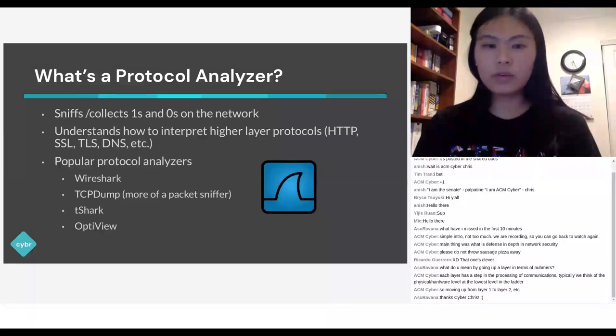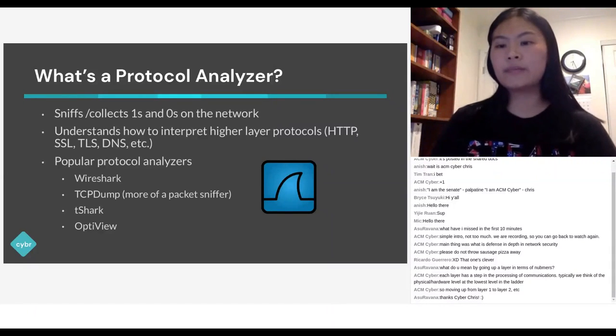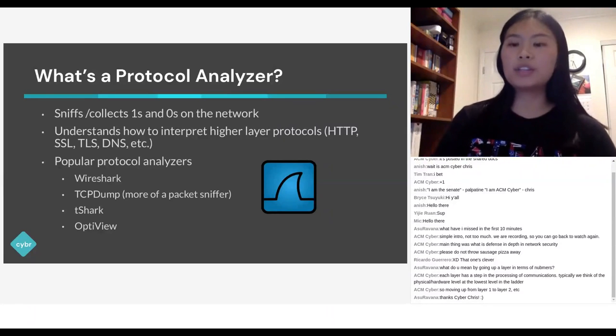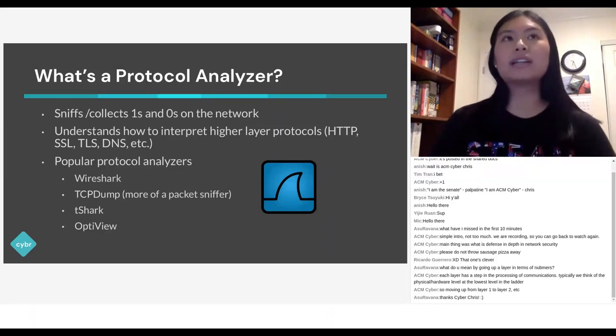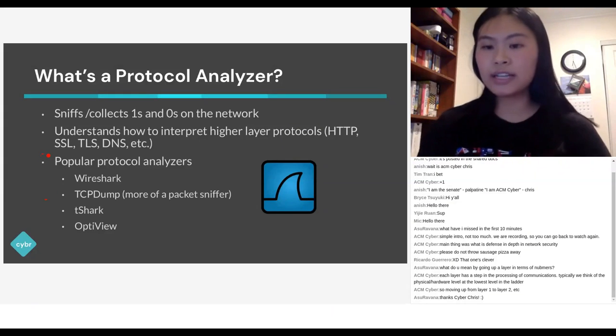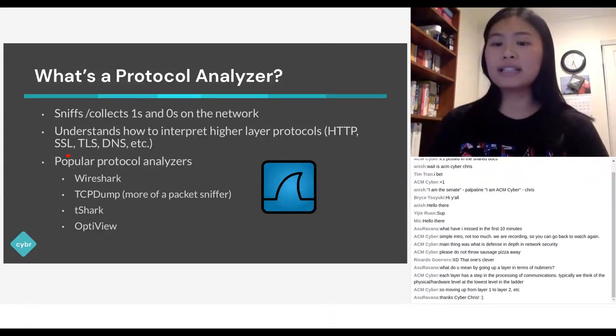So, what is a protocol analyzer? The reason why I want to go over this is because Wireshark is what's known as a protocol analyzer. And why it's really useful is because it's able to dissect the zeros and ones on the network, the bits, and actually break it down and interpret it in terms of the higher layer protocols. So it understands HTTP, as you see here, secure socket layer, SSL, DNS, and TLS.